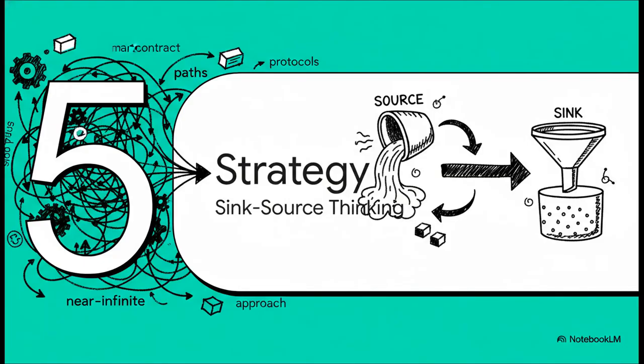Okay, this all sounds awesome, but let's be realistic. A complex protocol can have a near infinite number of possible interaction paths. So how do you actually apply this without getting totally lost in the weeds? The answer is a really clever strategy called sink source thinking.